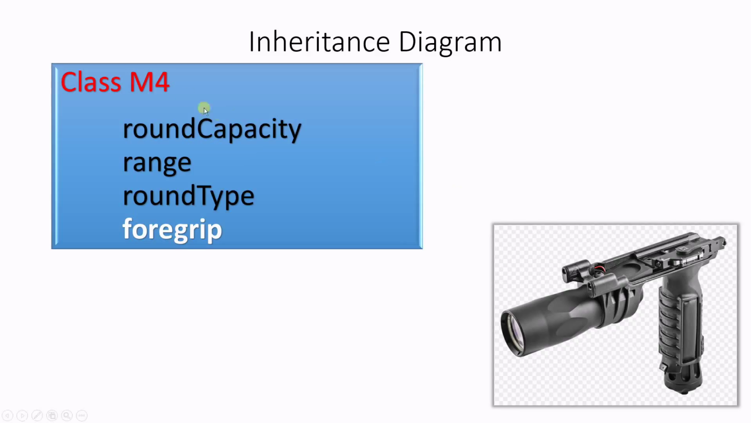And then you have a class called M4. The M4 also has a round capacity, range, and round type. But the M4 has something that the Colt 45 doesn't have, which is a foregrip.